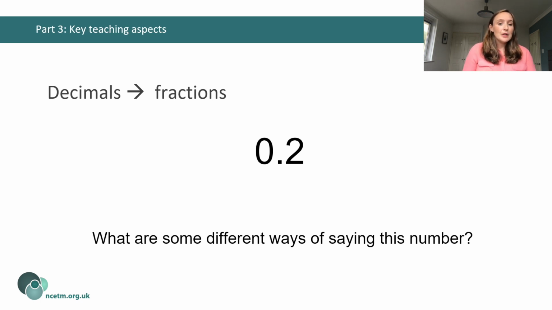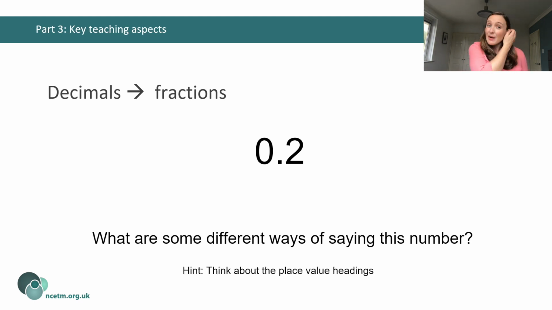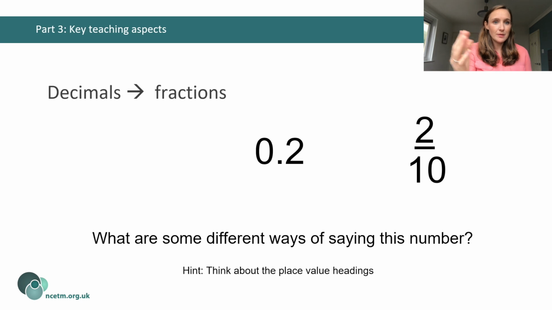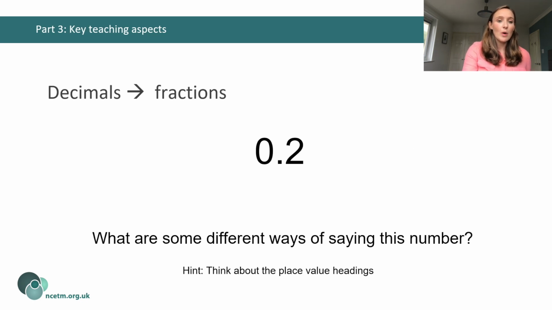So we start with 0.2 and I ask, okay, what different ways are there of saying this? It might be that I have to give them a bit of a hint, and my hint would be, okay, think about place value headings. What place value is the 2 in? And hopefully then we get to, okay, well, that's 2/10, 2 out of 10, 2 over 10. And so we've got from a decimal to a fraction quite nicely there.